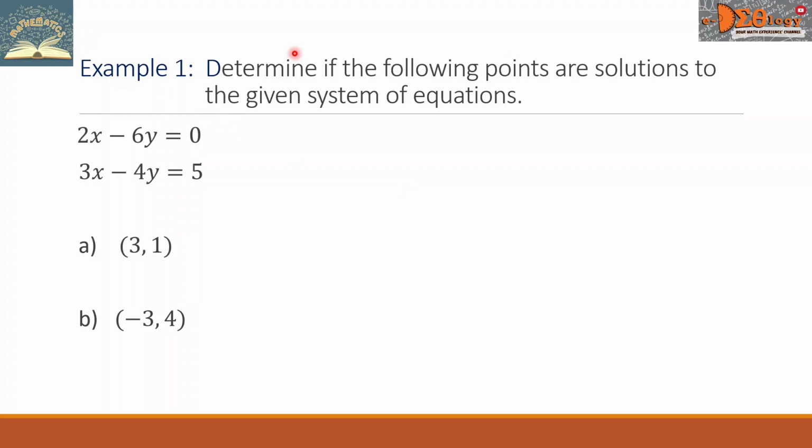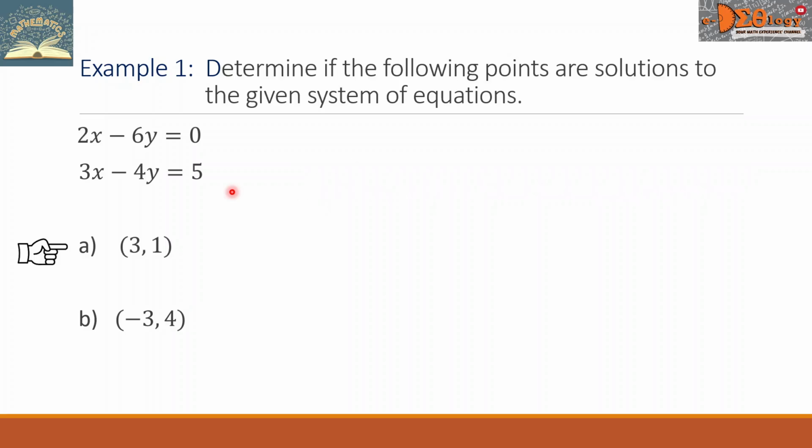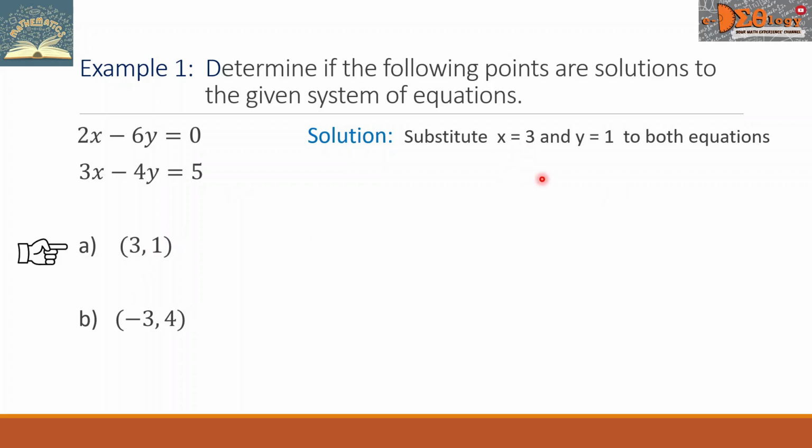Example 1. Determine if the following points are solutions to the given system of equations. We have 2x minus 6y equals 0, 3x minus 4y equals 5. We have here 2 points. Let's begin with point A, 3, 1. We shall substitute the coordinates to the two equations and see if it satisfies both equations. So we substitute x equals 3 and y equals 1 to both equations.